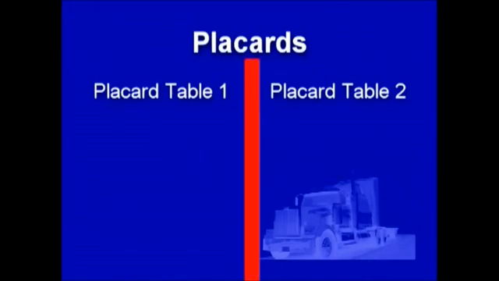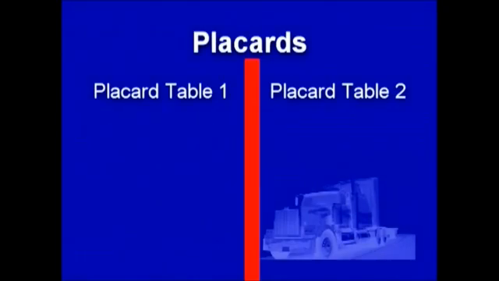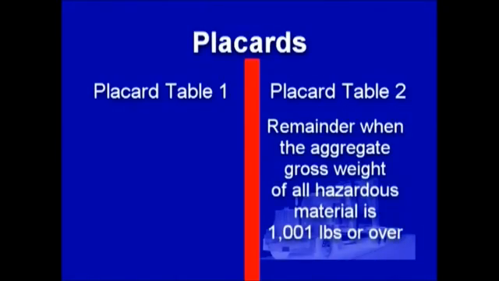Placarding Table 1 is straightforward. Any quantity of any hazardous material listed in Table 1 requires placarding. Placarding Table 2 lists the remainder of the hazardous material classes that require placards. However, Table 2 materials require placarding only when the aggregate gross weight of all hazardous materials on the transport vehicle or in the freight container is 1,001 pounds or more.